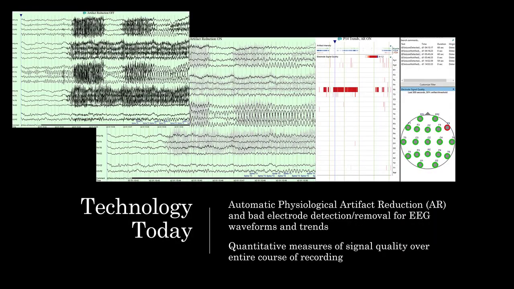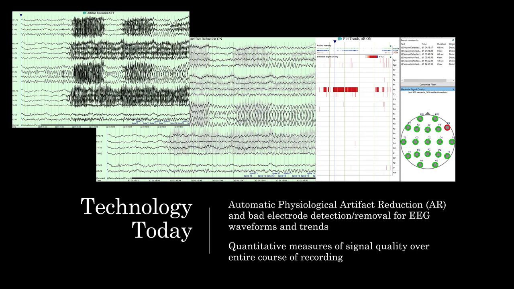Of course, analog systems are exceedingly rare, and with the introduction of digital, one of the greatest things was you could change montages at any point in the recording during review. You could apply filters based on the artifact in the recording, and filters, while they're used for some other purposes, are generally used for scalp EEG to reduce the influence of artifact.